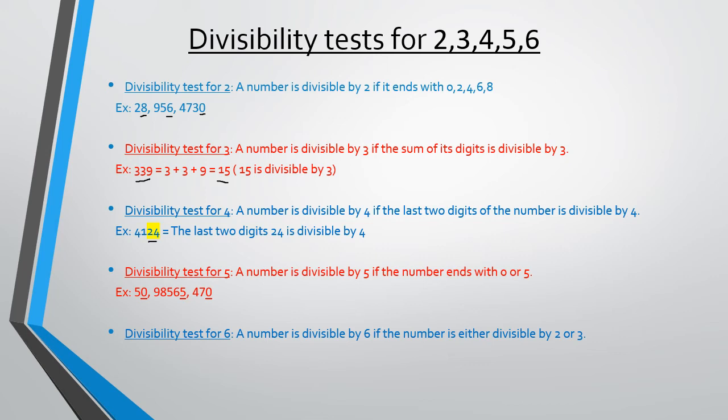Divisibility test for 6. If a number is divisible by both 2 and 3, then that number is divisible by 6 also. So let's see an example. I have considered the example 52. Now 52 is an even number, so obviously it is divisible by 2. And if it is divisible by 2, it is also divisible by 6. Now I have considered 72. Now 72 is divisible by 3. Hence 72 is also divisible by 6.